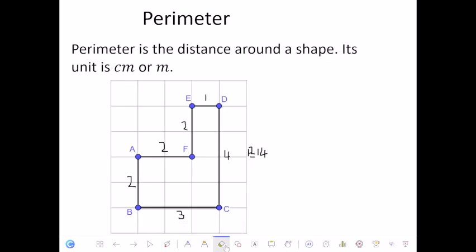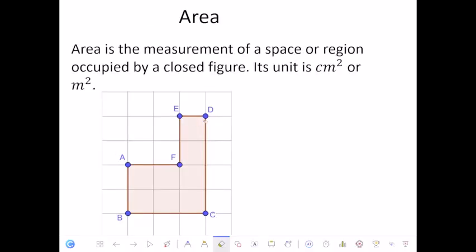So that is the basic explanation of perimeter and area. Perimeter is the distance around the shape, while area is the space or the region occupied by that closed figure.